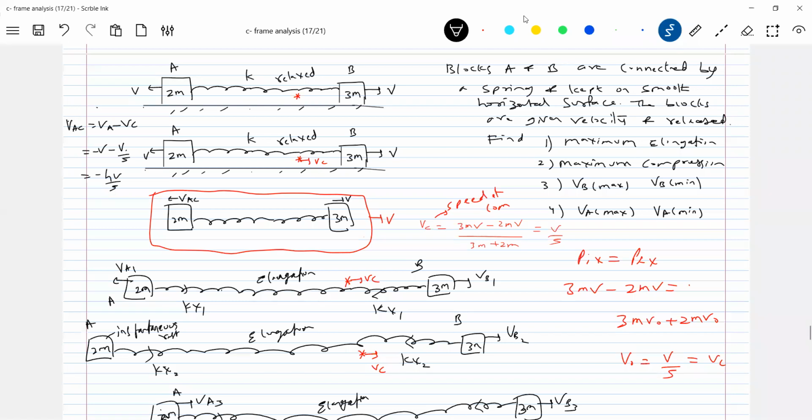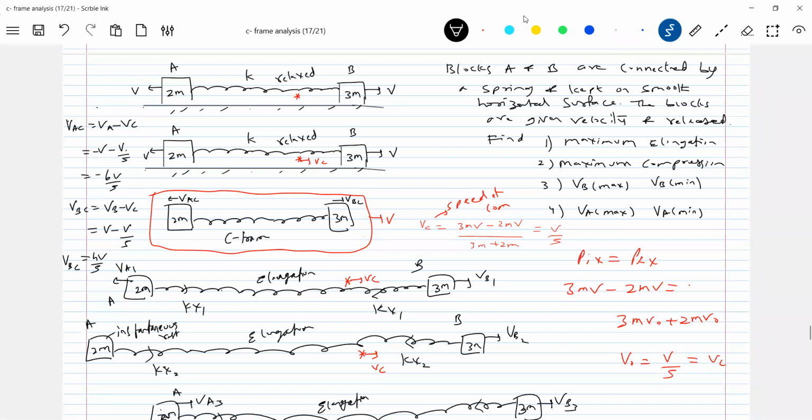What about VBC? VBC is equal to VB minus VC. This is equal to V minus 6V by 5. So look at the 6V by 5, it should be 4V by 5. Initially, with respect to center of mass, they will move away. Okay, fine. Agree with this? This is in the C frame.